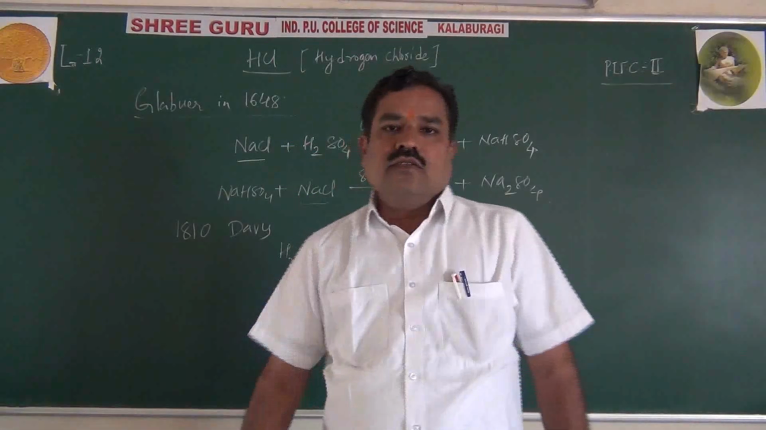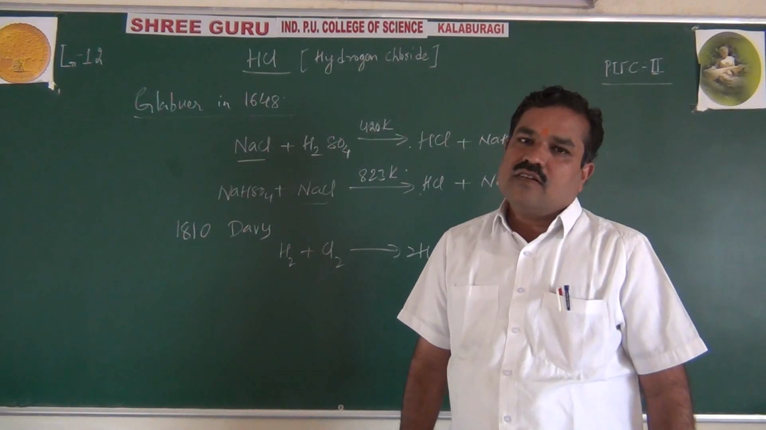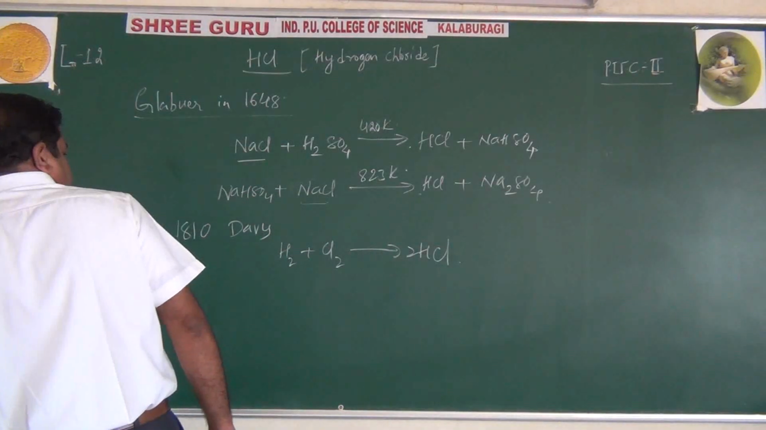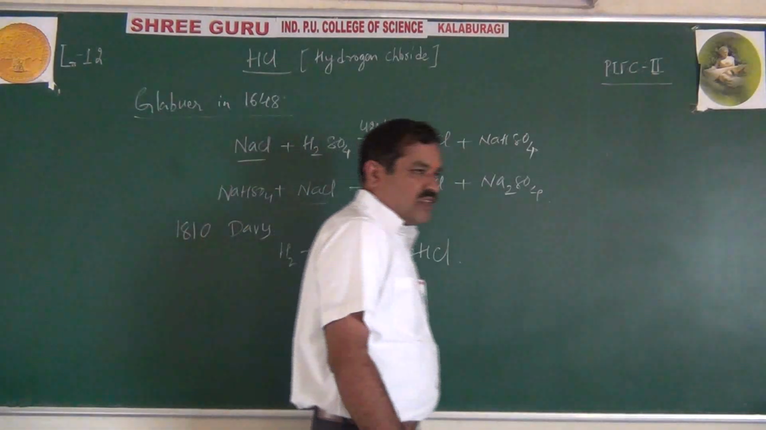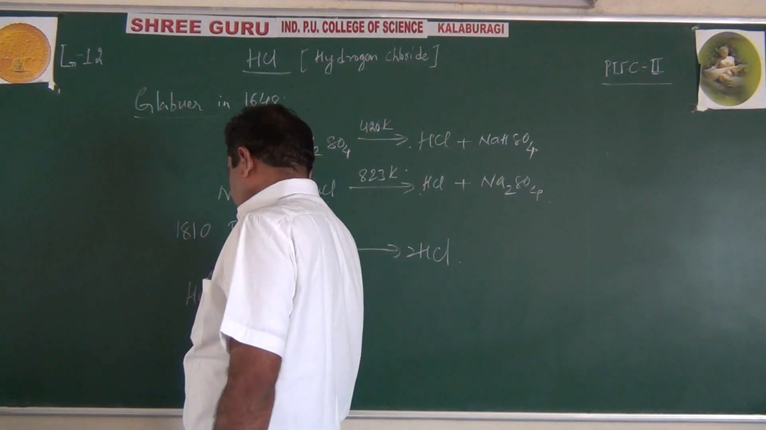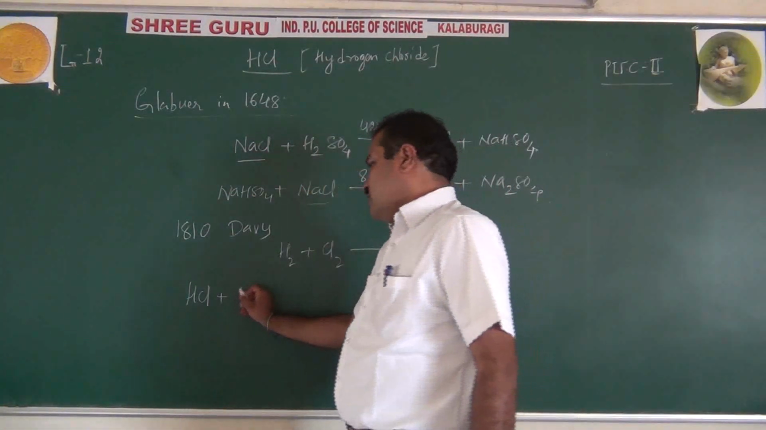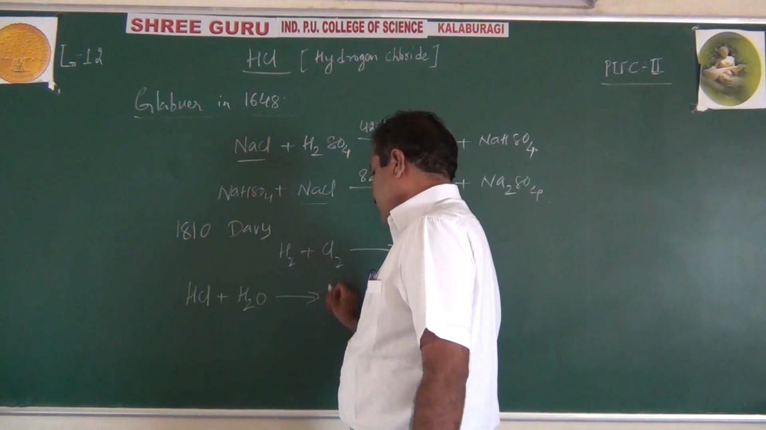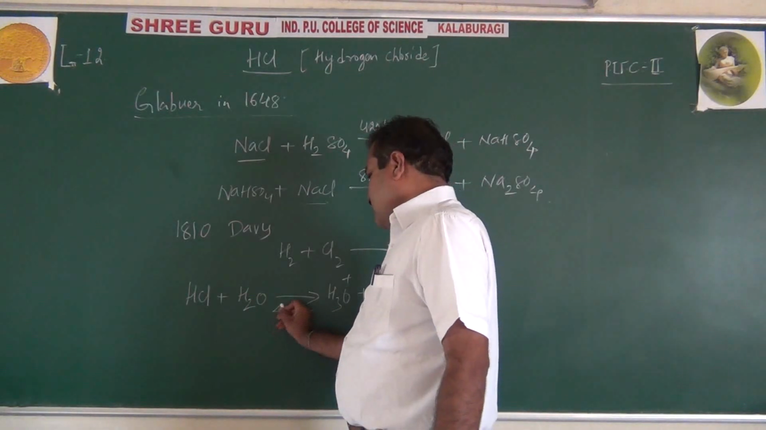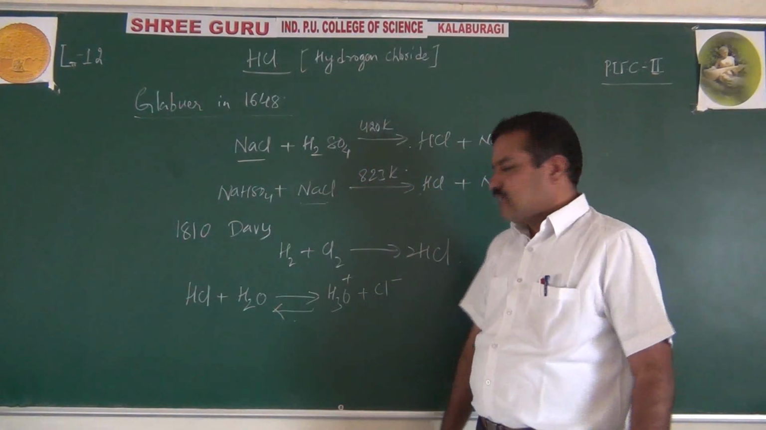This hydrogen chloride gas is a colorless gas having a pungent odor, giving dense white fumes with ammonia. It is highly soluble in water. In chemical properties, it is a colorless, pungent-odor gas, soluble in water, forming H3O plus and Cl minus. In the reverse reaction, you can give H2O and once again form HCl.